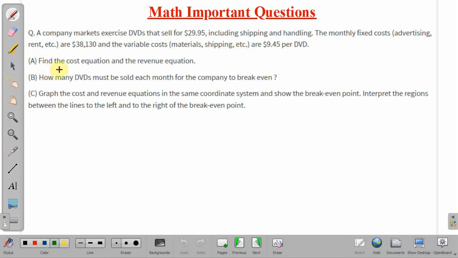So we have to find the cost equation and the revenue equation. In part B, we have to find how many DVDs must be sold in order to break even. Break even means there will be no profit and no loss, and the cost will be equal to revenue. And part C is we have to graph the cost and revenue equations and show the break even point, and also interpret the regions between the lines to the left and to the right of the break even point. So we will solve one by one.